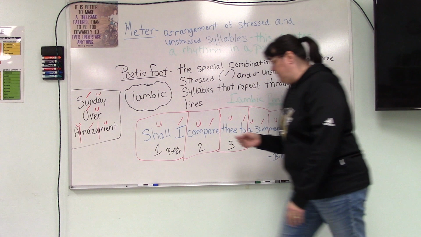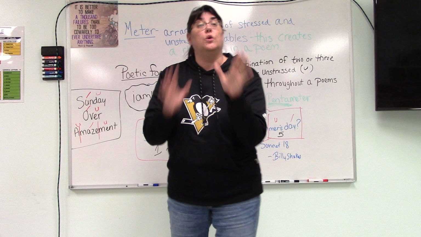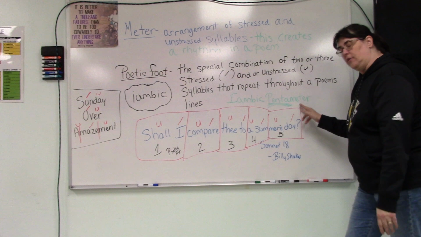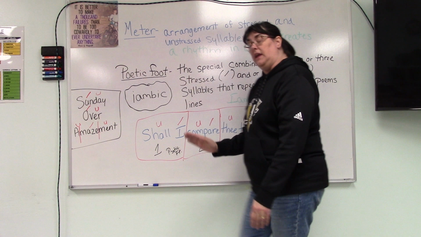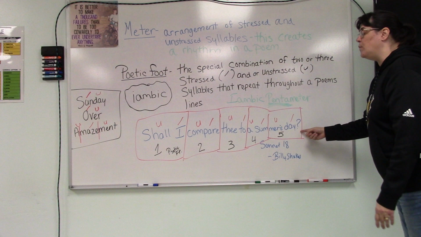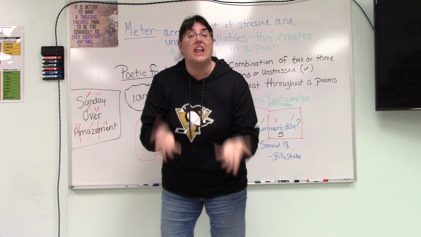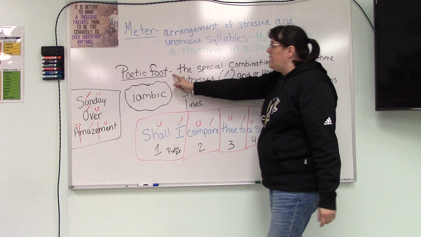William Shakespeare writes Romeo and Juliet in iambic pentameter. Now he changes it up occasionally, but that whole first prologue is going to be iambic pentameter. So if we get this down and we get the rhythm, it'll help us better understand what he's saying. Shall I compare thee to a summer's day? Right? All right, so there's our meter, poetic foot, iambic pentameter.